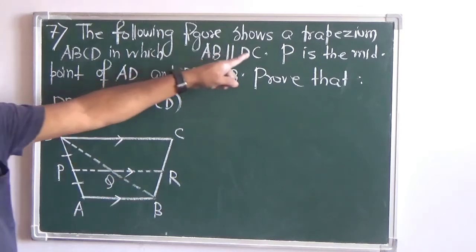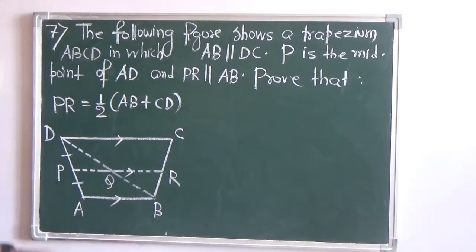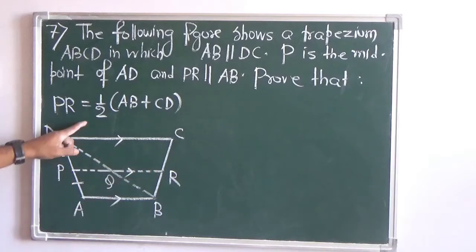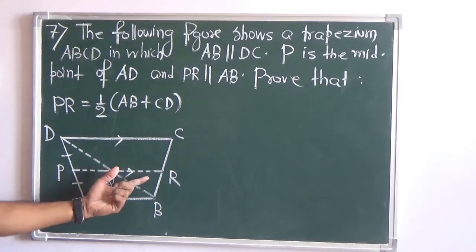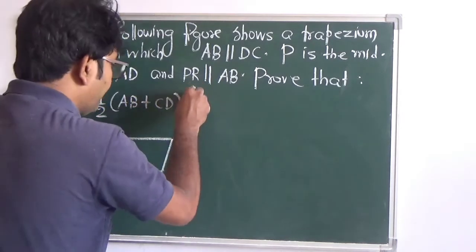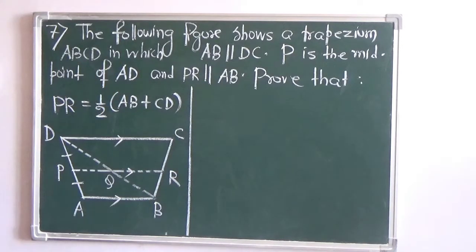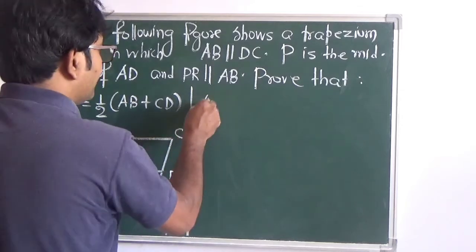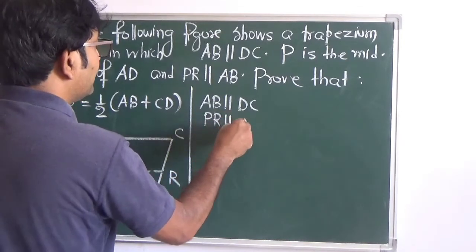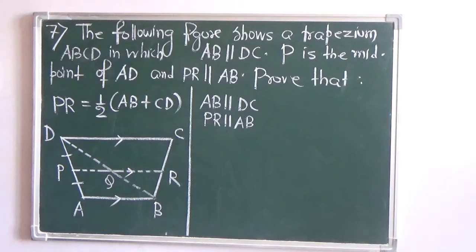So all three are parallel. AB is parallel to DC given, then also it is given PR parallel to AB. So AB is parallel to PR is parallel to DC. Now you have to prove that PR is half of AB plus CD. This result is very important result in terms of the figure trapezium.